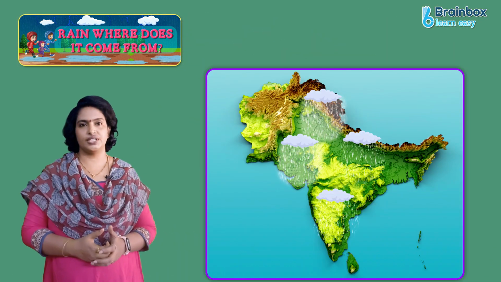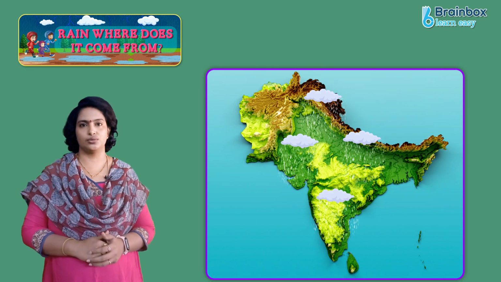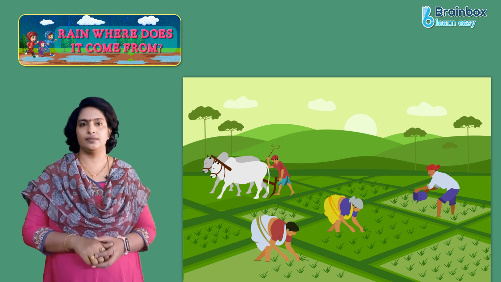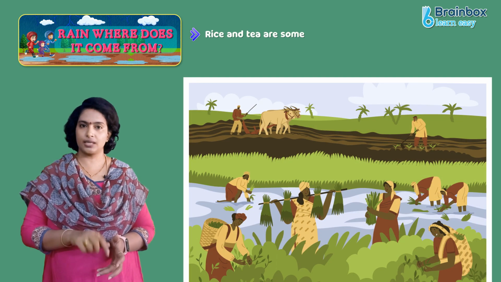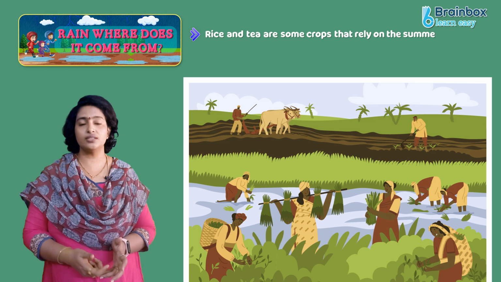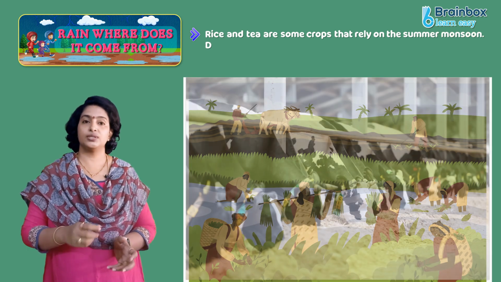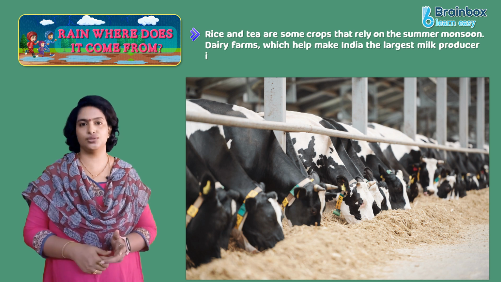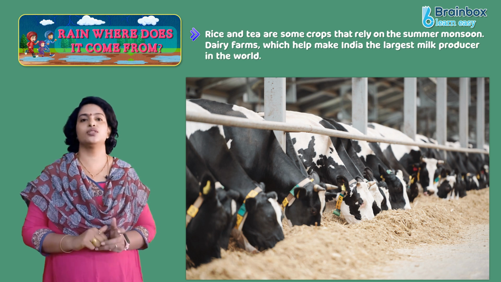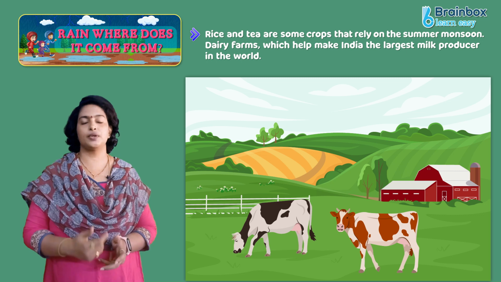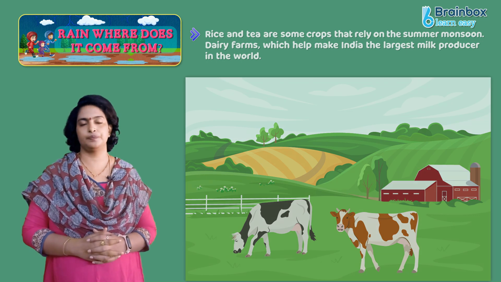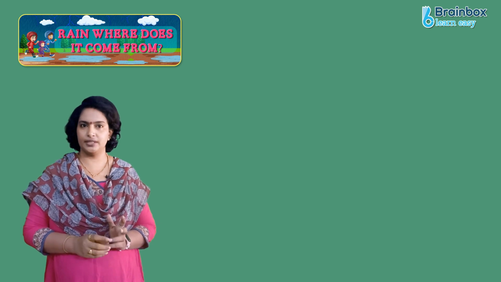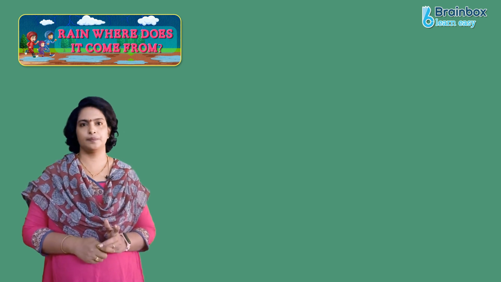India and Southeast Asia depend on the summer monsoon. Agriculture, for example, relies on the yearly rain. Rice and tea are some crops that rely on the summer monsoon. Dairy farms, which help make India the largest milk producer in the world, also depend on the monsoon rains to keep cows healthy and well fed. So monsoons are very important to farming in India and other places.